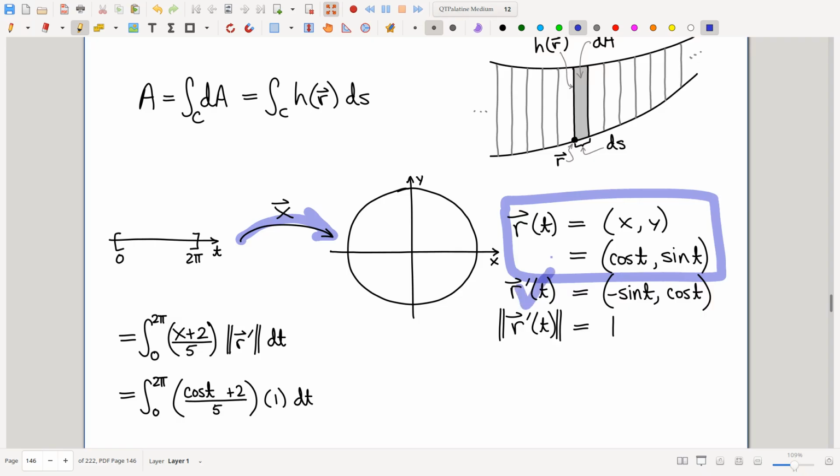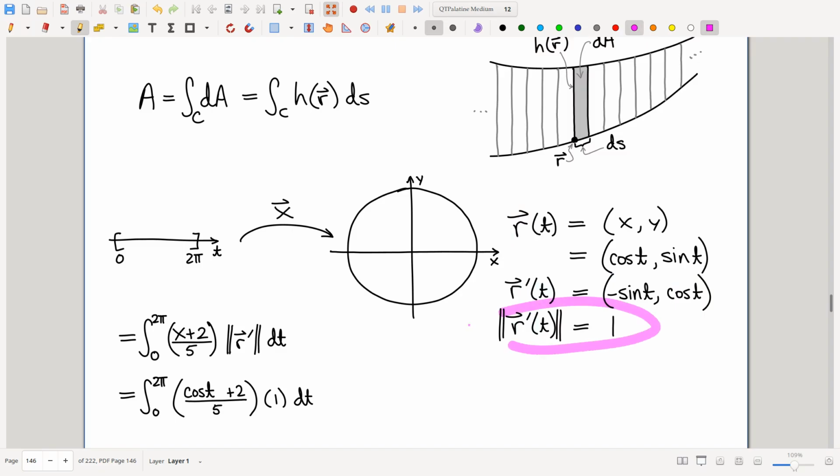And we know how to take velocity. And we know how to take the magnitude to get the speed. And that gives us our stretching factor. So our stretching factor in this case is 1. Okay. All right, now let's see.